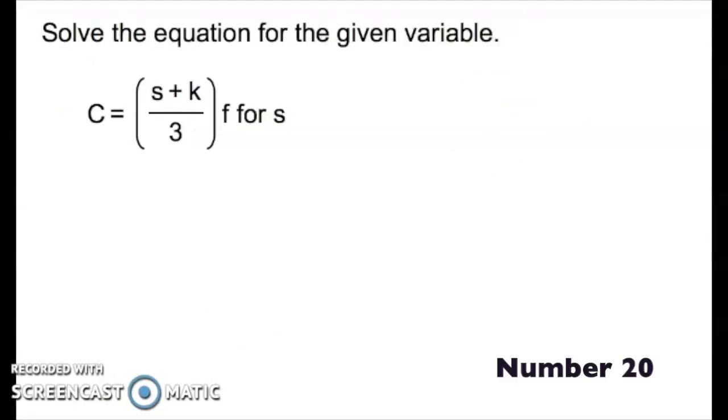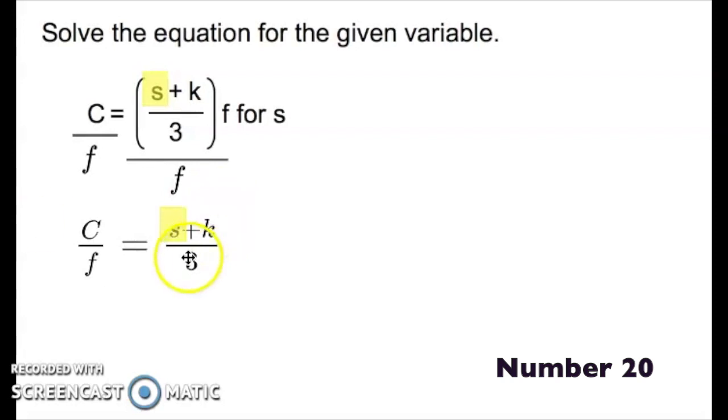Solve the equation for the given variable. So we have c equals, all in parentheses, s plus k over 3 times f, for s. So we're solving for s, so let's highlight that. Before we can even think about touching the s, we are going to need to get rid of the f first, so we can get rid of our parentheses. So this f we see is multiplying everything here. So to undo that, we divide. So we divide both sides by f, and we'll have c over f equals s plus k over 3.